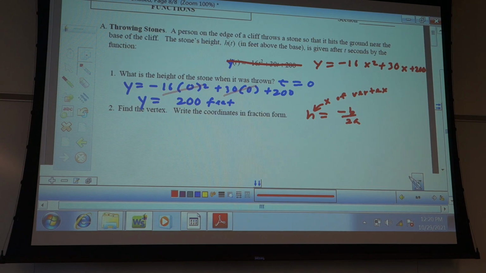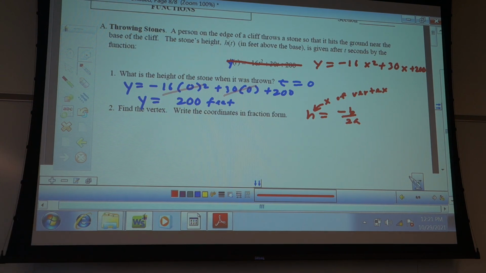Just write the coordinates in fraction form, so just reduce it. Oh, don't divide? Just divide by 2, so negative 15 over 16. Oh, it says write the coordinates in fraction form, remember. Oh, okay, I didn't remember. The fraction of the minimum, not the vertex.